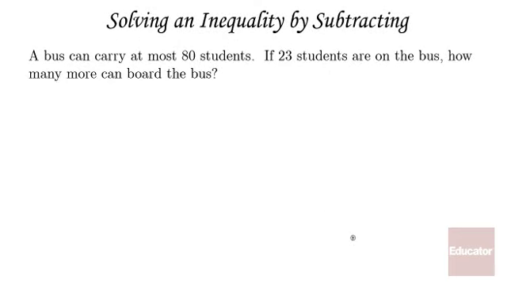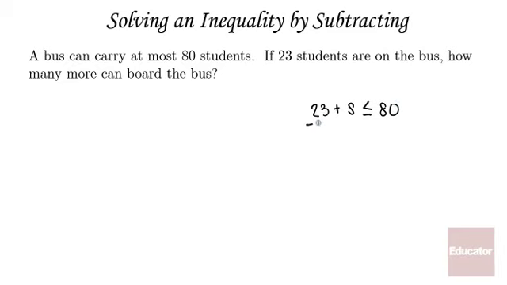Let's solve an inequality by subtracting. We're going to have to first translate the word problem into an inequality that we can solve. A bus can carry at most 80 students. If 23 students are on the bus, how many more can board the bus? So we already have 23 students on the bus. Some more students are going to board. Add some more students. And at the very most, it's going to be 80. So it's going to be less than or equal to 80. It can't be more than 80 because they won't fit on the bus.